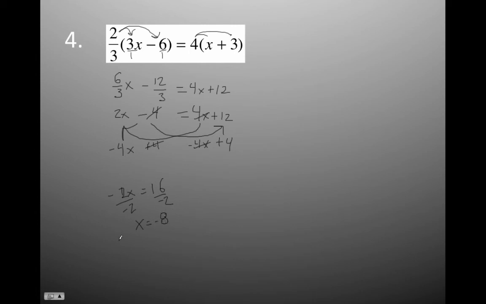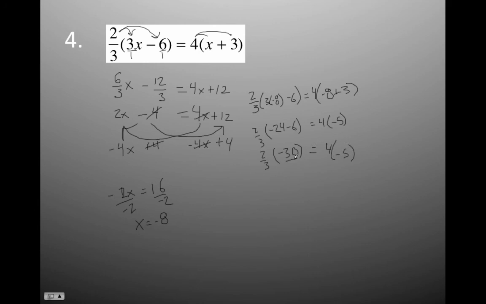Now we can check our solution by plugging negative 8 back in. So 2/3 times (3 times negative 8 minus 6) equals 4 times (negative 8 plus 3). We know negative 8 plus 3 is negative 5. We know 3 times negative 8 is negative 24. Negative 24 and negative 6 is negative 30.